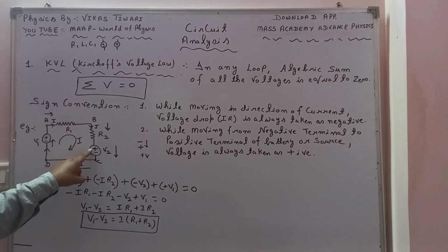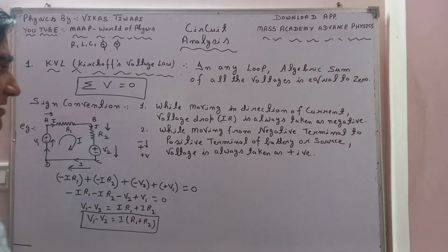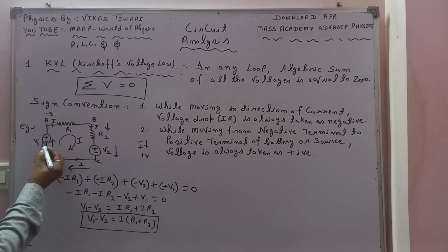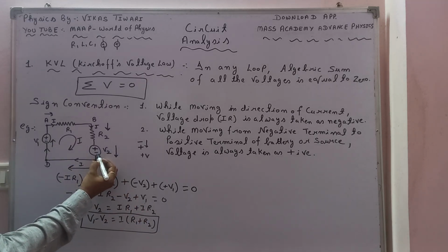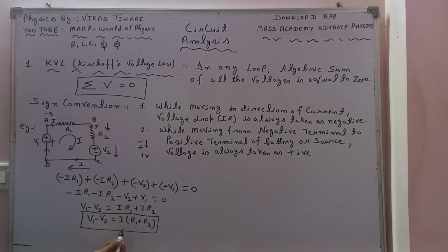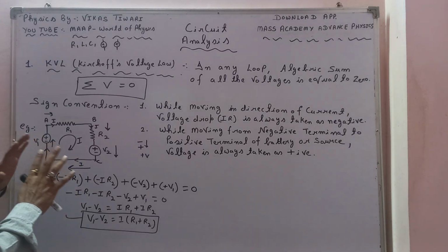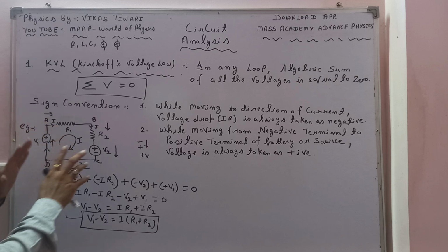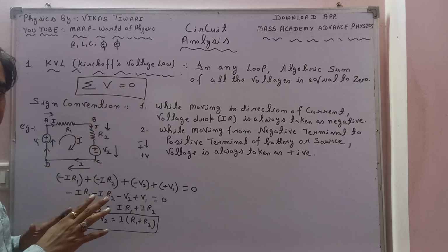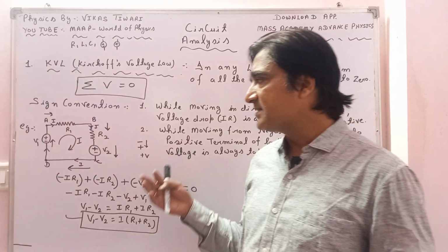While moving from the negative terminal to the positive terminal of a battery or source, voltage is always taken as positive. Okay, so while moving from negative terminal to positive terminal, I have taken V1 as positive, and from positive terminal to negative terminal, I have taken V2 as negative, and just done this calculation. So this is just the application part. This is more than sufficient for application of Kirchhoff voltage law. If we know these two particular points and we know the statement, we can solve any circuit, any of the complex circuits.